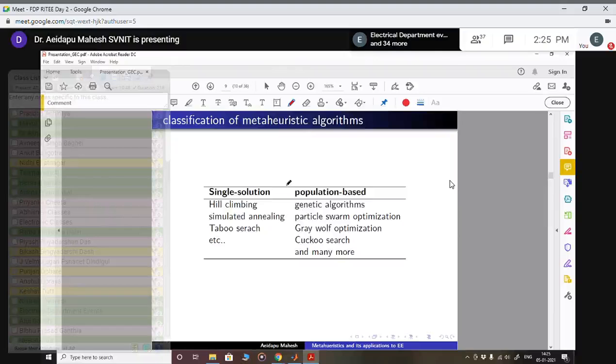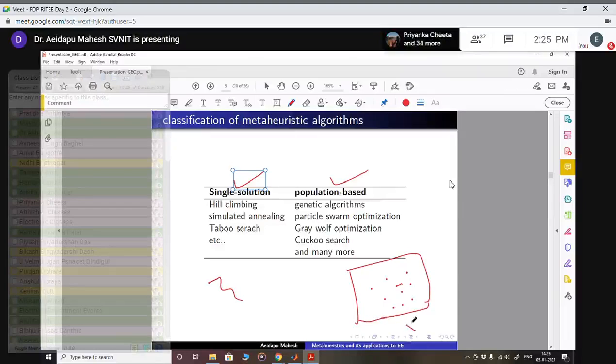There are several classifications, but I have presented only two types: single solution based and population based. Single solution based means you take only one solution at a time and iteratively move it through the search space to find the global optimum. In population based, you take a set of solutions in the search space. Let us say this is my search space, with x and y variables. You take a lot of search agents, and these agents move in the entire search space and search for the optimal values of x and y, so that you get your objective function minimum.